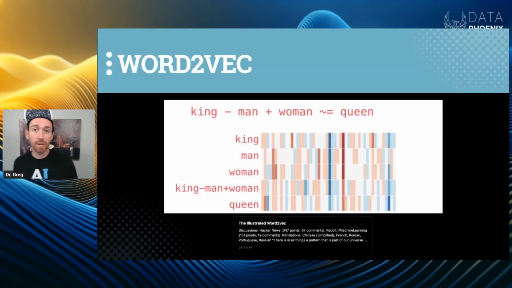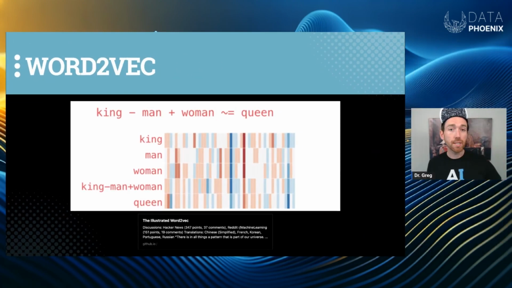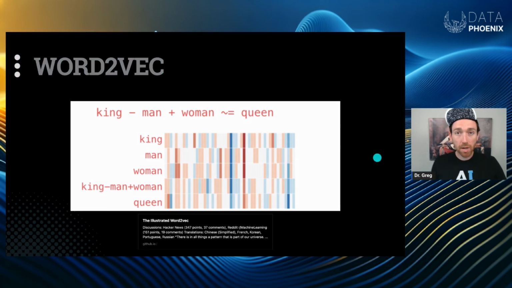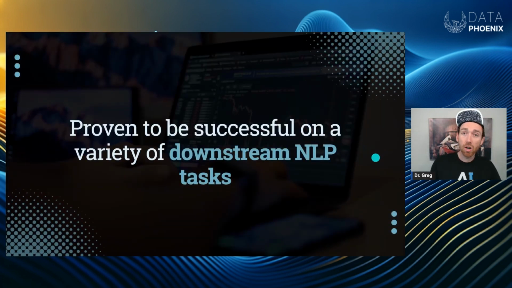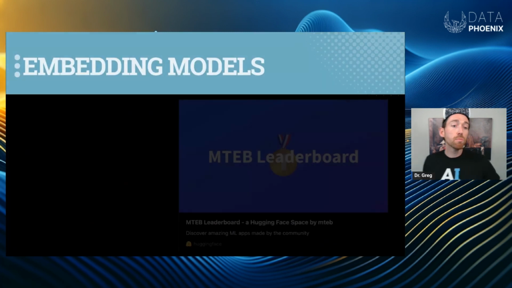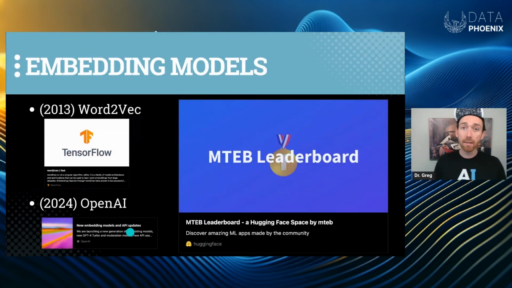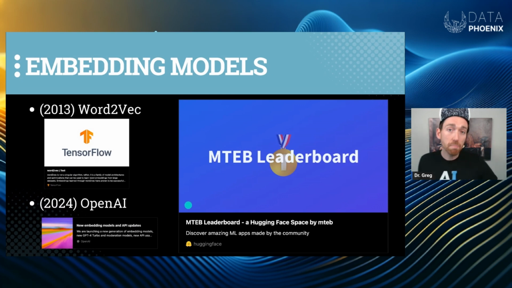Classic embedding models look more like the Word2Vec model, which came out in 2013, very classically. This was one of the original models that was proven to be successful on many downstream tasks, something that we hear a lot today in the space of LLMs. Embedding models today look more like the OpenAI Ada embeddings or the text-embedding-3-small model that just came out, or embeddings that you might find on the Massive Text Embedding Benchmark leaderboard.